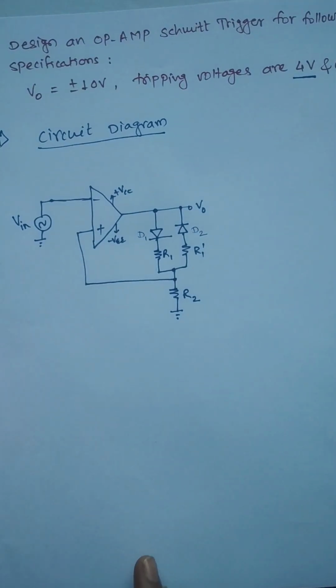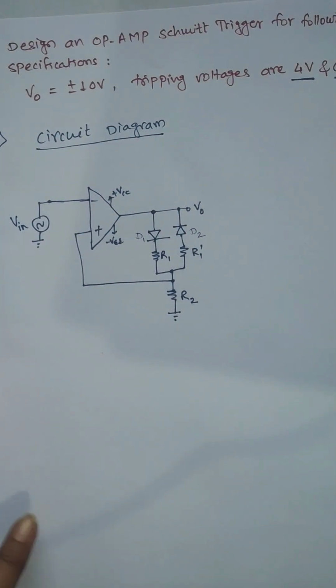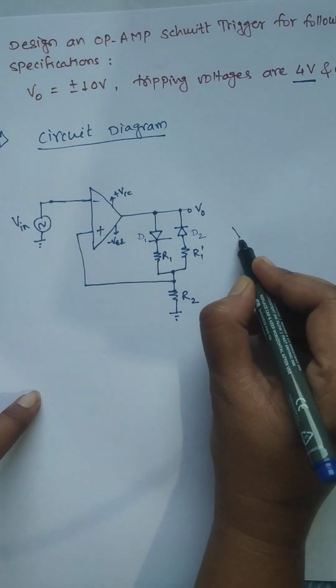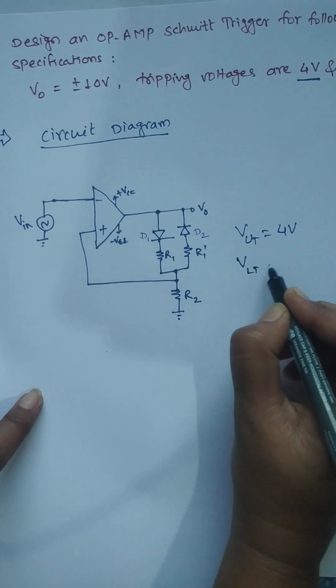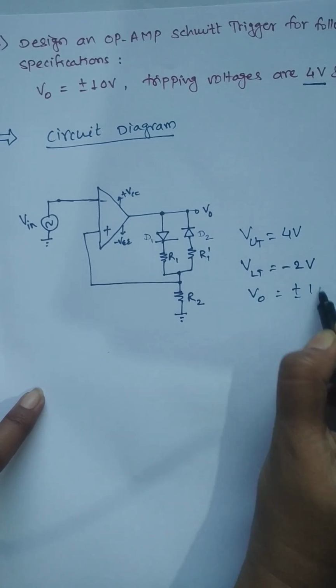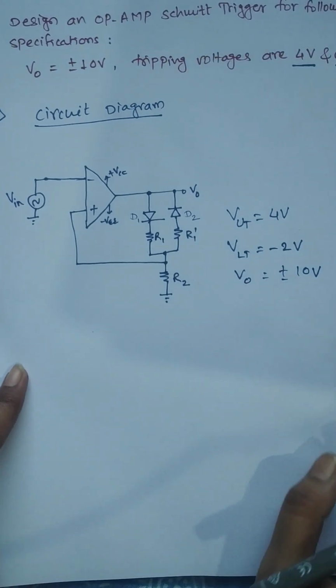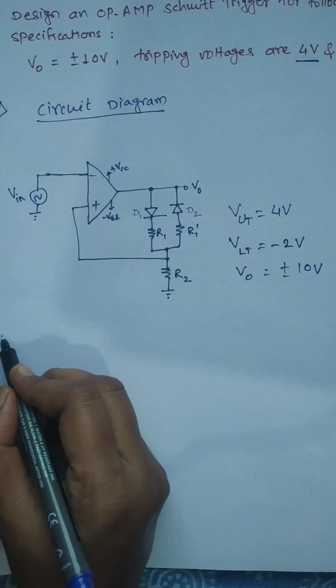And now the next thing is you have to design this circuit. Now let us solve. So what are the given things? VUT is given as 4 volt, VLT is given as minus 2 volt, and V output is given as plus minus 10 volt. That is, V saturation is 10 volt. So let us start calculating the component values.